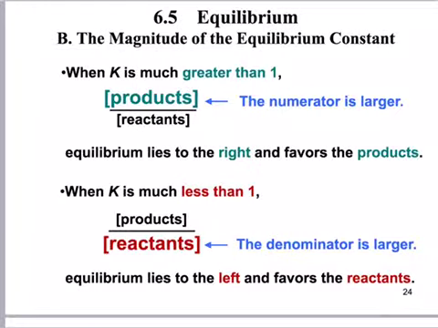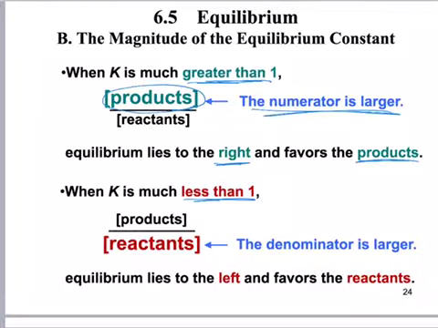Now, the magnitude of the equilibrium constant, K, tells us whether the reaction is going to favor the forward reaction or the reverse reaction. So if K is much greater than 1, that means there are more products than reactants. The numerator is larger. The equilibrium lies to the right and favors the products. If K is much less than 1, then the reactant side is larger, so the denominator is larger. The reaction favors the left and favors the reactants.